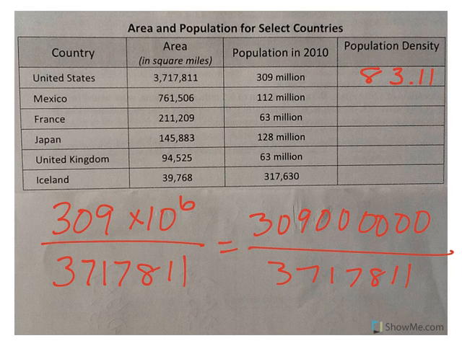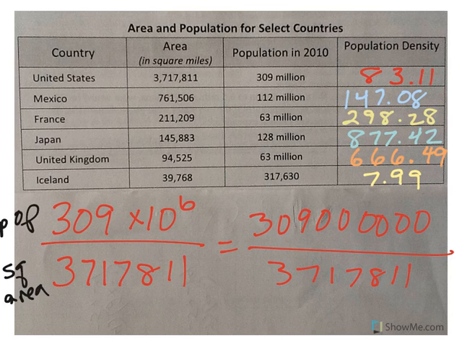Okay, I want you to hit pause on the video, and I want you to find the population density for each of the other countries. Remember, population on top, square area on the bottom. Then come back and check your answers. Go ahead and go to 2 decimal places for all of these just to stay consistent.